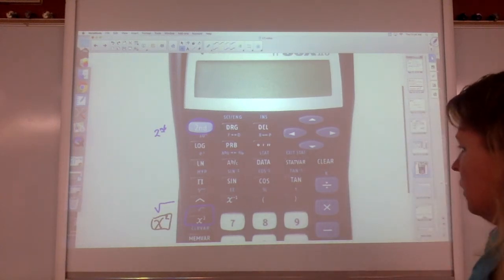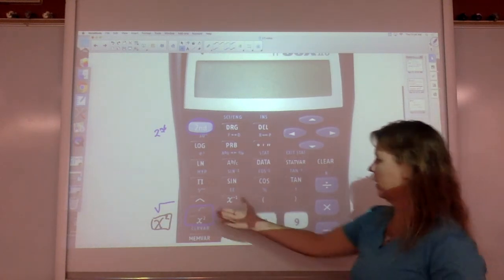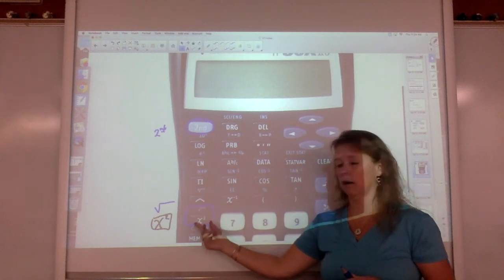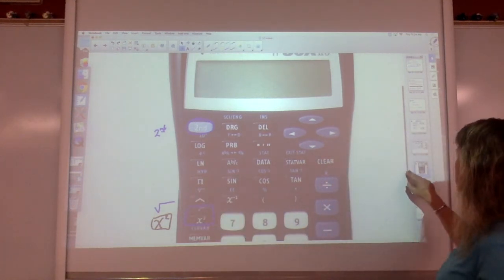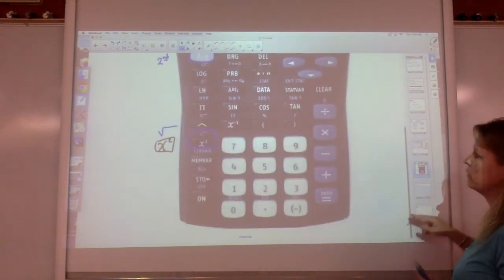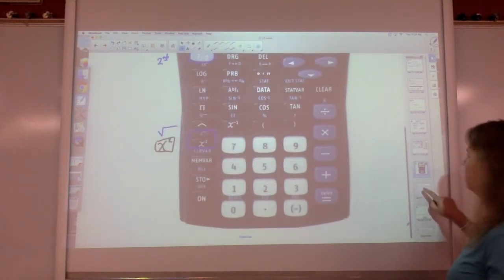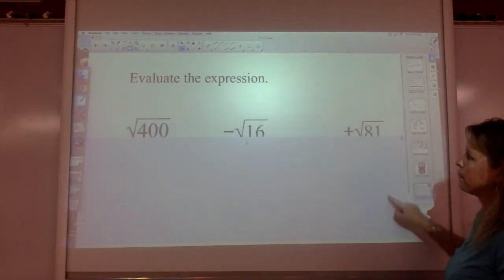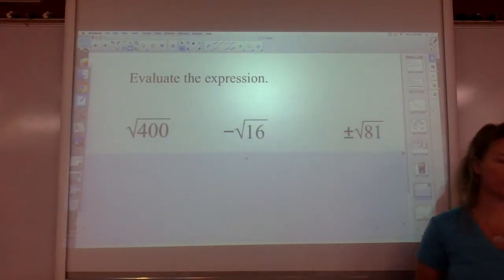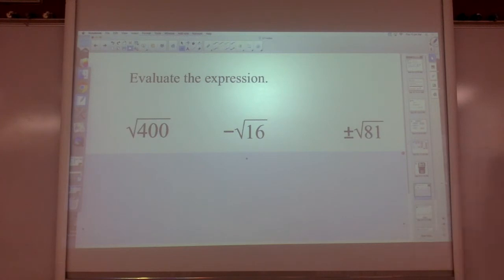If you square root 100, you get 10. If you square 10, you get 100. They're exact opposite functions of each other. We call them inverse functions, technically. So you're going to find that button on your calculator, and you're going to use it to evaluate these expressions. Go ahead and put those in your notes.